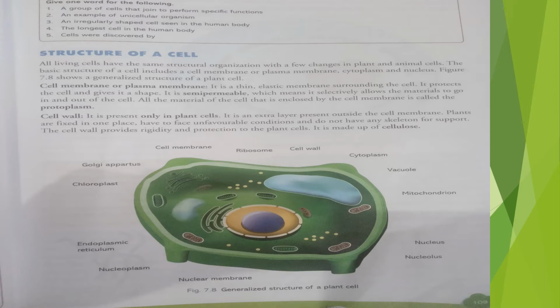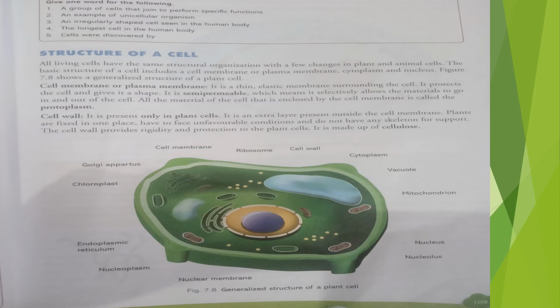Students, remember, the cell membrane allows which material can go inside the cell and which material can go outside from the cell. That permission is given by the cell membrane, and that is why the cell membrane is also called the selectively permeable membrane. Remember, the cell membrane is flexible and it has some pores. Through these pores the material can go inside and outside of the cell.